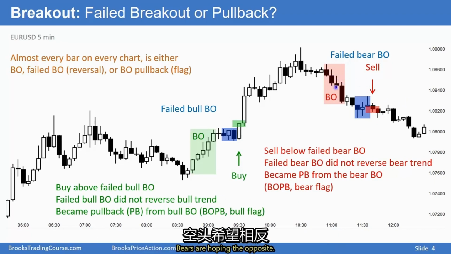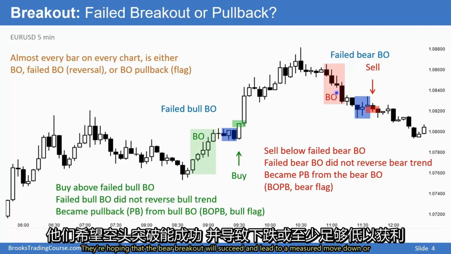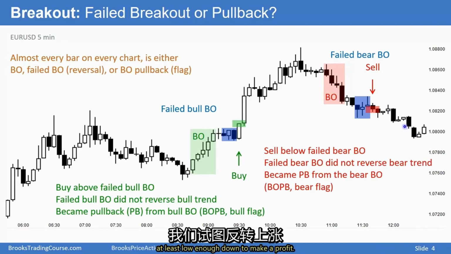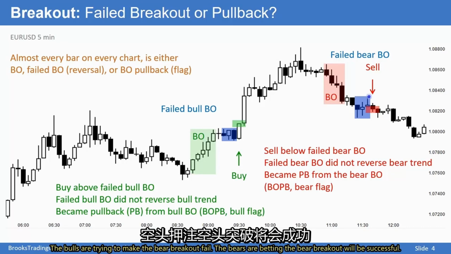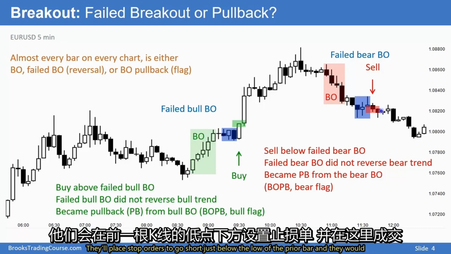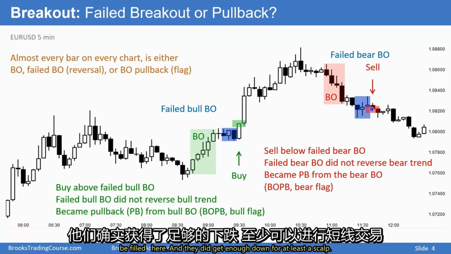Bears are hoping the opposite. They're hoping that the bear breakout will succeed and lead to a measured move down, or at least low enough down to make a profit. We tried to reverse up. The bulls are trying to make the bear breakout fail. The bears are betting the bear breakout will be successful. They'll place stop orders to go short just below the low of the prior bar, and they would be filled right here. And they did get enough down for at least a scalp.